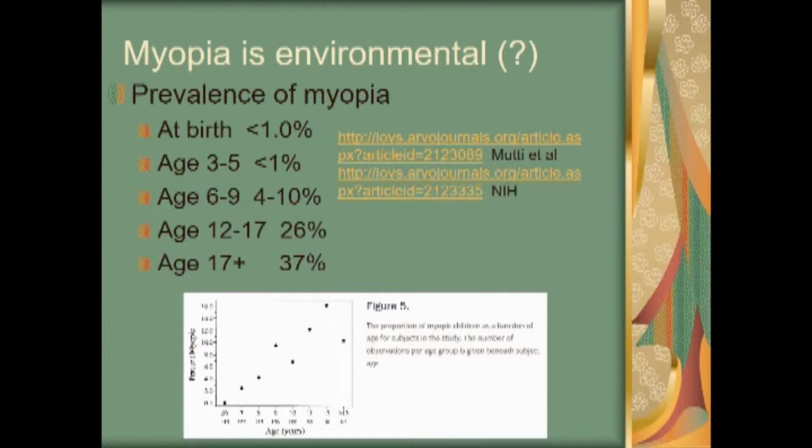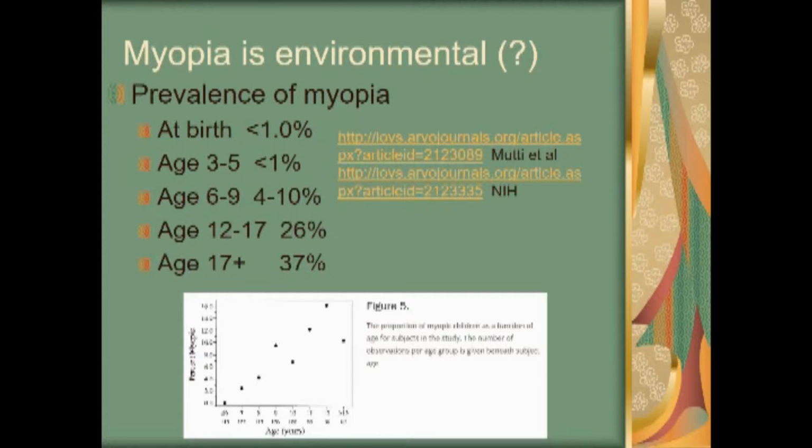Look at these statistics. For example, the prevalence of myopia at birth is less than 1%. Even up to age 5, the prevalence of myopia is less than 1%. Well, if it's genetic, how come you're not born with it? Age 6 to 9, the prevalence jumps up to 4 to 10%. Age 12 to 17, 26%, and greater than age 17 for all races is 37%.